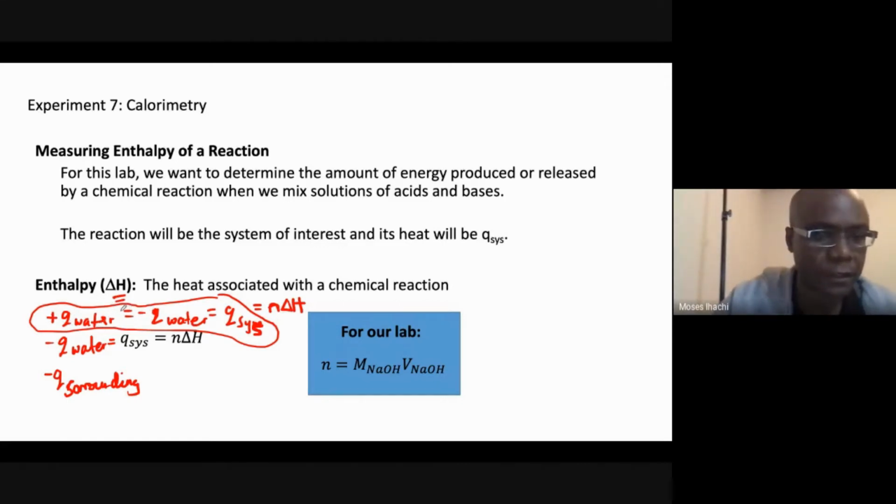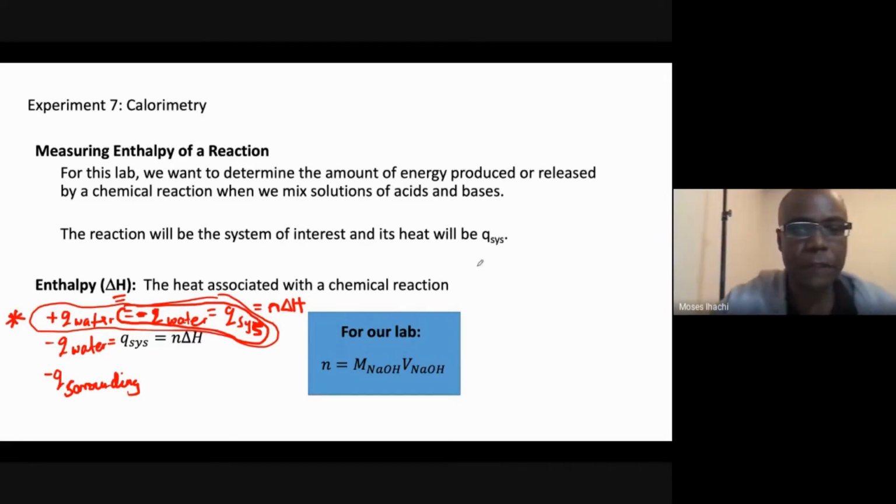Okay? So make sure you understand that, because if the surrounding gained energy, then the system must have lost the energy. So the value of the energy of the system is going to have a negative value. And that's what we'll use today, because we're doing an exothermic reaction.